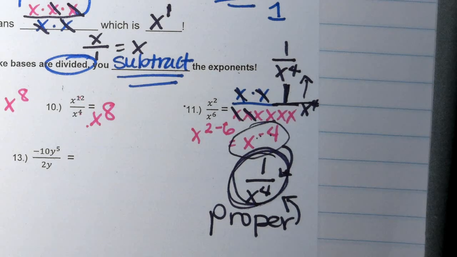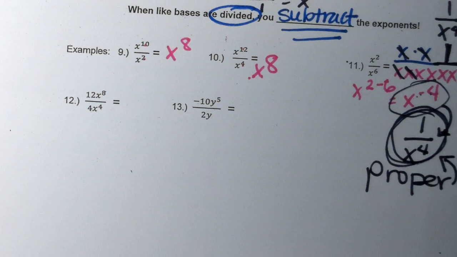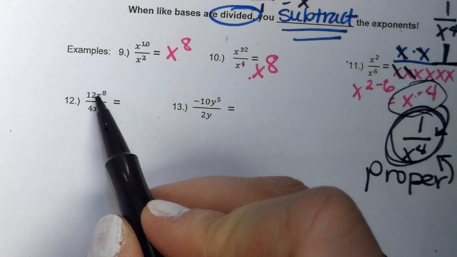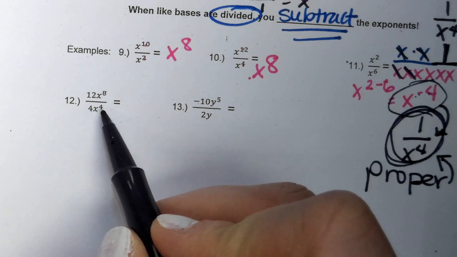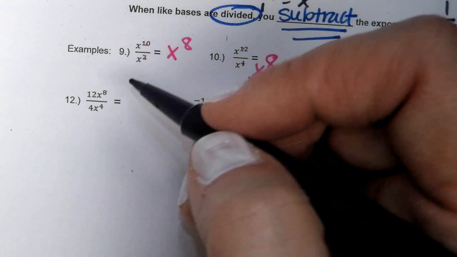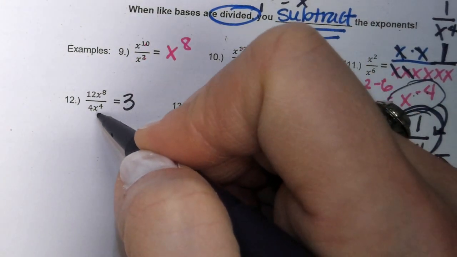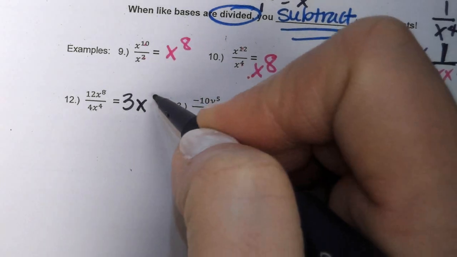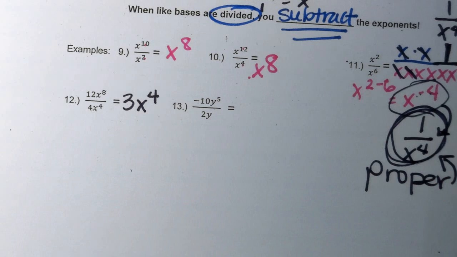Okay, so let's look at 12. We have 12x to the 8th divided by 4x to the 4th. So 12 divided by 4, we can do that as a normal division problem. That's going to give us 3. X to the 8th divided by x to the 4th. We'll subtract those exponents, and you get 3x to the 4th.